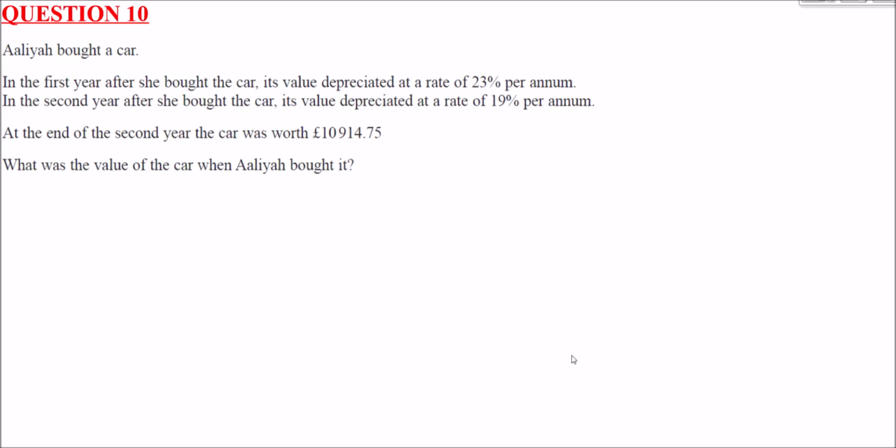Question 10, Alia bought a car. So it talks about the first year she bought the car, it depreciated. The second year it depreciates again. At the end of the second year, we're told what it was worth. What was the value of the car when Alia bought it?